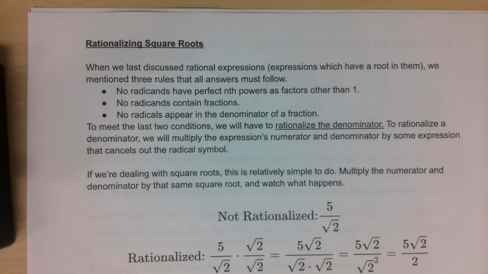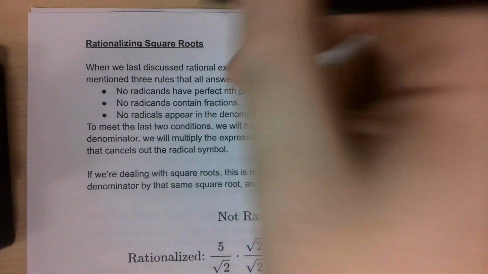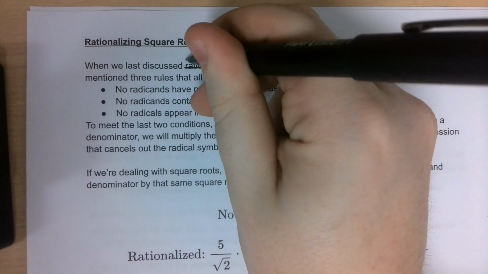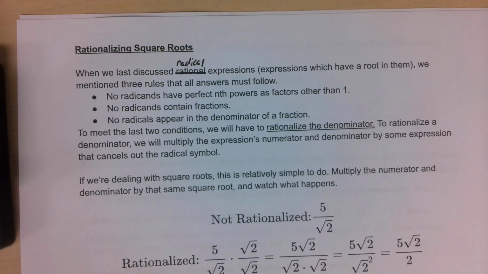Today we're going back in time once again to Unit 5, where we were talking about rationalizing roots. So when we last discussed, this should say radical, not rational, meaning there's a square root in them, or a cube root, or a fourth root, we mentioned three rules that all roots must follow. You can't have perfect nth powers as factors other than 1. Basically, if you've got the square root of 4 squared, simplify it.